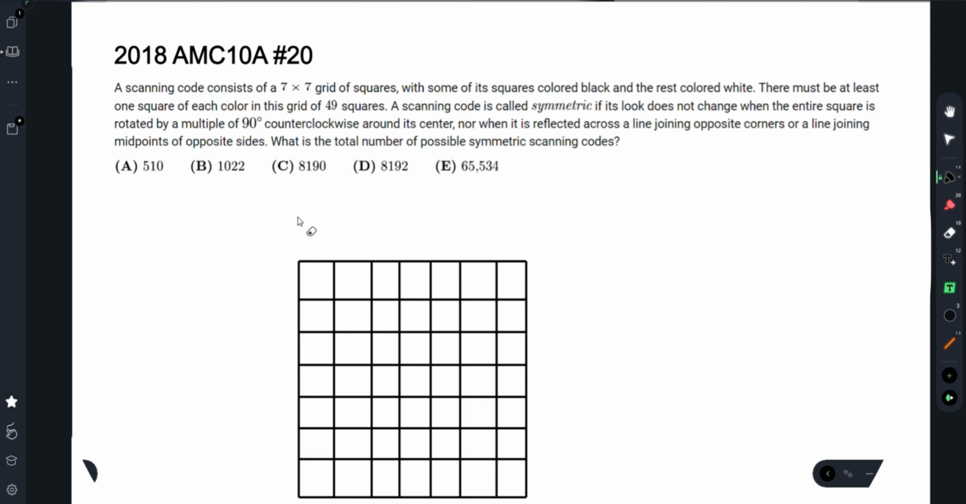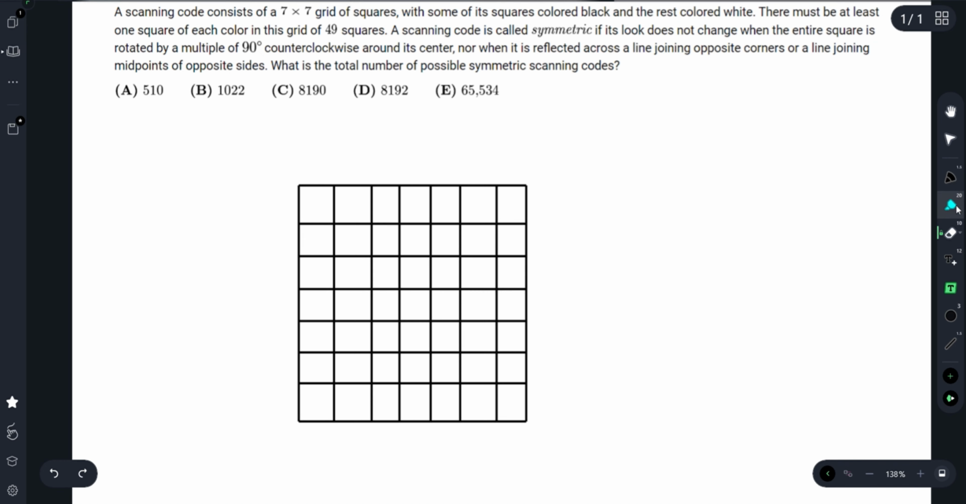Today we're talking about 2018 AMC10A number 20. A scanning code consists of a 7 by 7 grid of squares with some of the squares colored black and others colored white. There must be at least one square of each color in this grid of 49 squares. A scanning code is called symmetric if its look does not change when the entire square is rotated by a multiple of 90 degrees counterclockwise around the center, nor when it is reflected across a line joining opposite corners or a line joining midpoints of opposite sides. What is the total number of possible symmetric scanning codes?